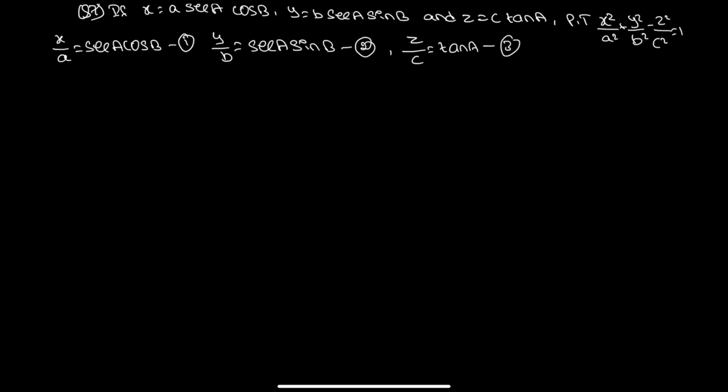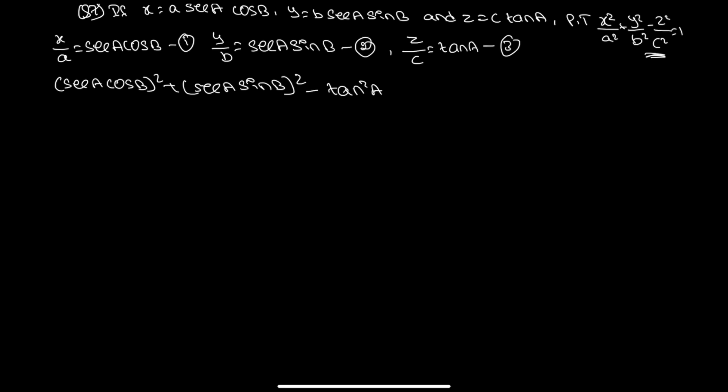And here we have x^2/a^2. That means we have to square all the terms, and we have to write this in a specific manner: first and second should be added, and we have to subtract the square of the third term from it. That means (sec a cos b)^2, that is x^2/a^2, plus y^2/b^2, which is (sec a sin b)^2. This is our second term, which represents y^2/b^2. Next we have minus z^2/c^2, which is nothing but tan^2 a.